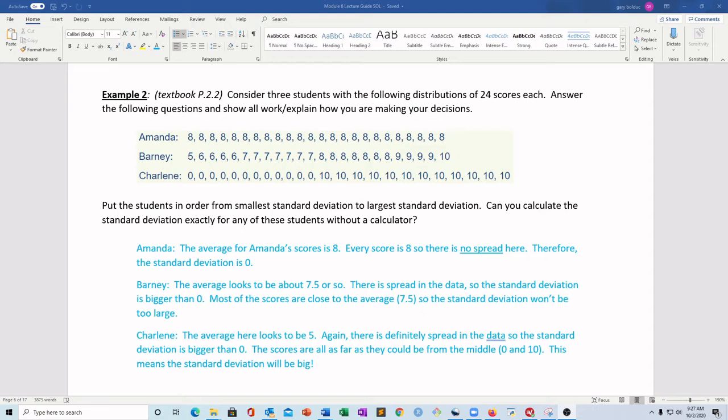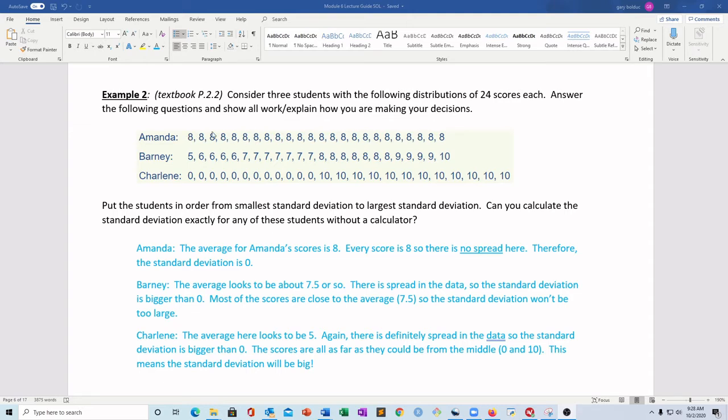So let's start with Amanda. Amanda's scores were 8 across the board. So 8, 8, 8, 8, 8 all the way through. Okay, so let's think about Amanda and her standard deviation. Standard deviation was our way of measuring spread of the data. So the more spread out your data is, the bigger your standard deviation will be. Well, let's look at Amanda. Is there any spread in Amanda's scores at all?